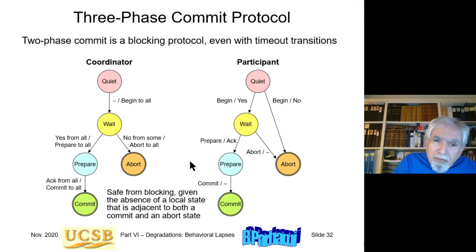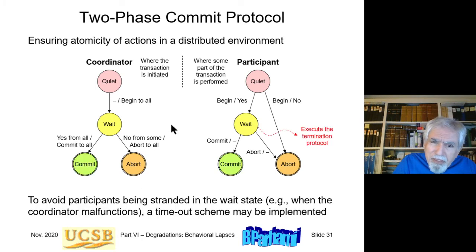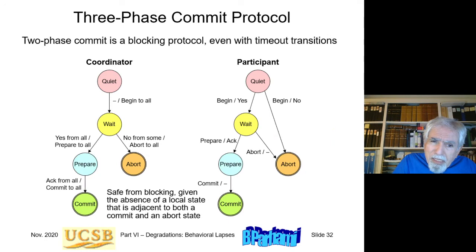Okay, so the three-phase commit protocol takes care of this in most cases. It's still not completely foolproof, but it's better than the two-phase commit. So what has happened here compared to the previous slide is a prepare state has been added between wait and commit. Okay, so when the coordinator receives yes from all participants, it tells everybody to go into the prepare state, not into the commit state.